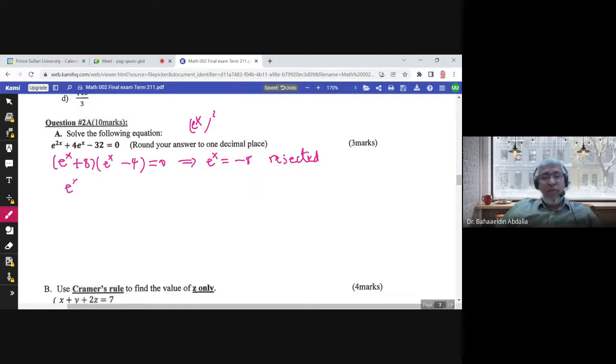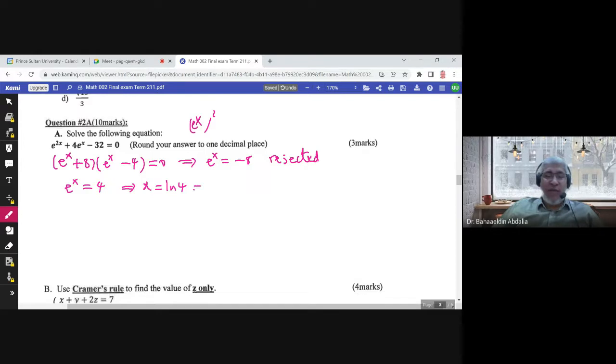But the other possibility is that e^x minus 4 equals 0, or e^x equals 4. To find x, we change it to logarithmic form, or we apply ln to both sides. So x would be ln 4. So that's the answer. He said round your answer to one decimal place.